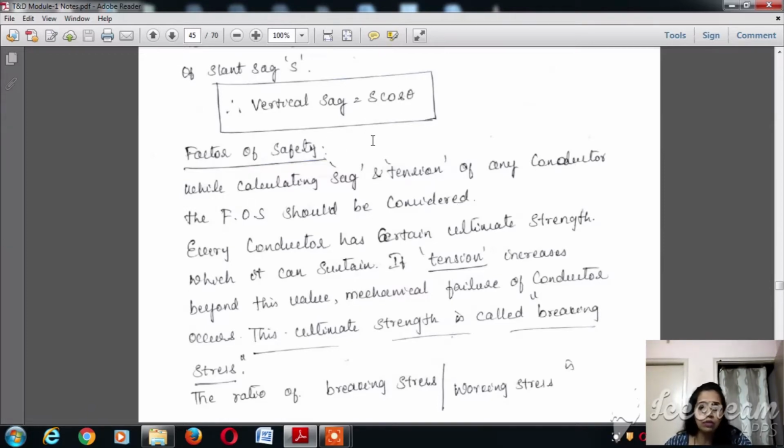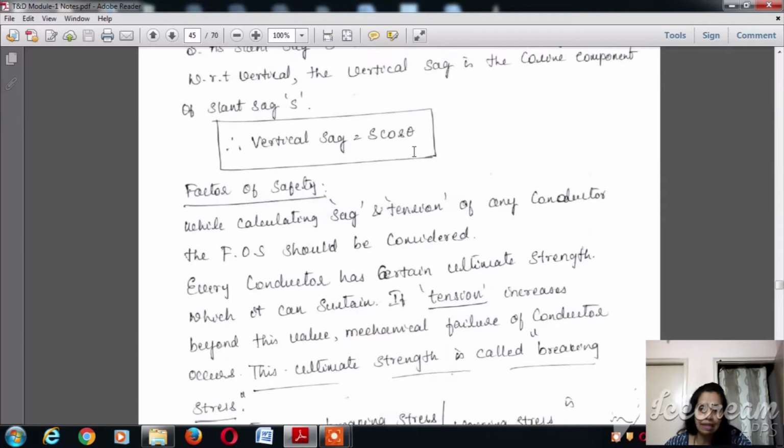So we understood that the vertical sag is nothing but the cosine component, that is S into cos theta, and similarly we understood about the slant sag also.